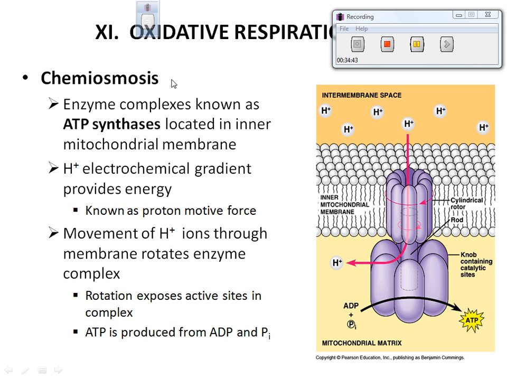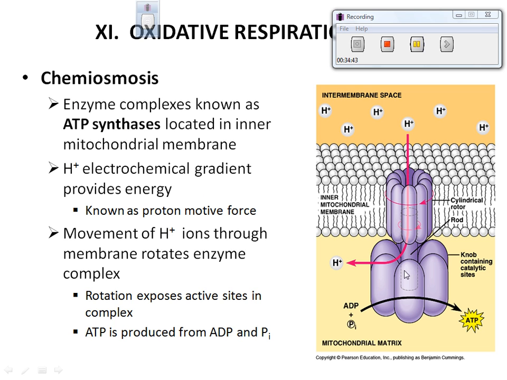Now, one thing I want to point out here: when this happens in a prokaryote, a bacteria, they can still go through oxidative respiration, but they don't have a mitochondrial membrane because they don't have membrane-bound organelles. So this would occur in their plasma membrane or cell membrane. They can still do this, but it's just in a different location.